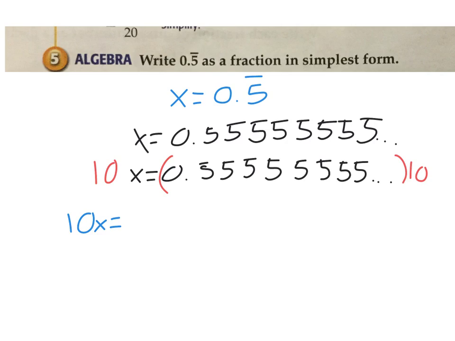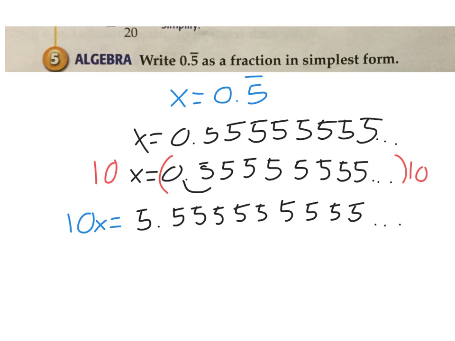So when I multiply this 0.555 times 10, I'm moving the decimal one place to the right, which should give me 5.5555. Now, are there any less 5s now than there were before? No, because it went on forever. So, I mean, there can't be any less because it never stopped in the first place. So now I'm going to subtract an x from both sides. Again, I'm allowed to do that because I'm doing it to both sides of the equation.